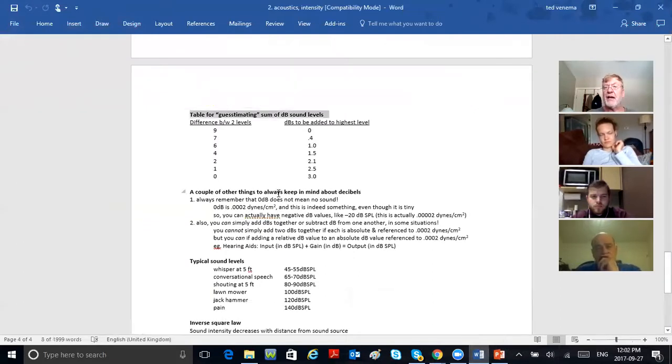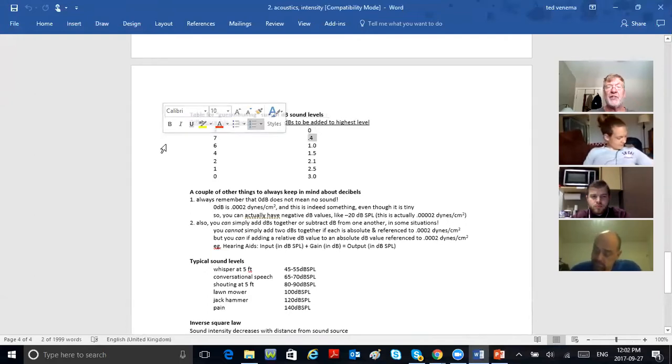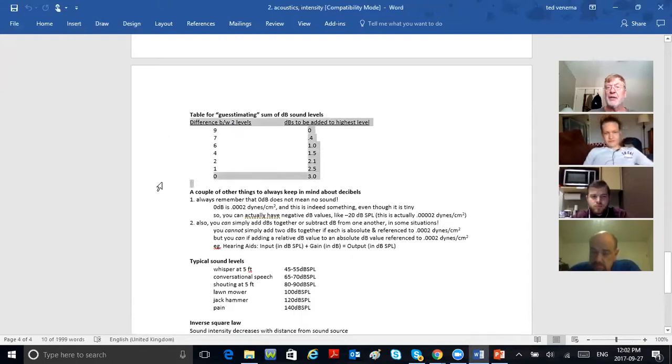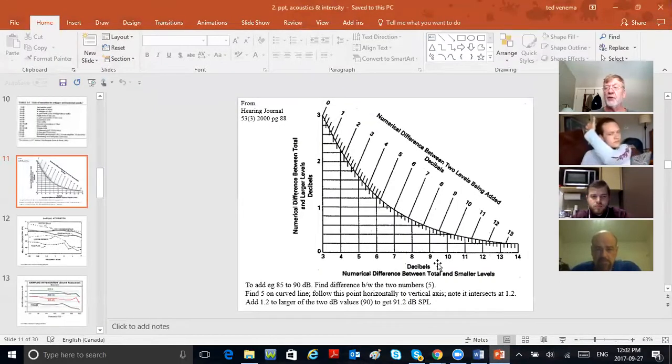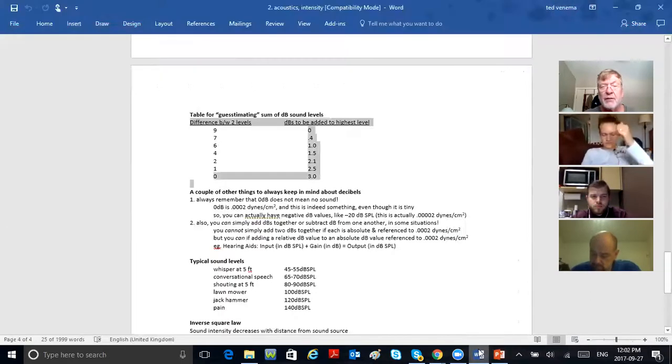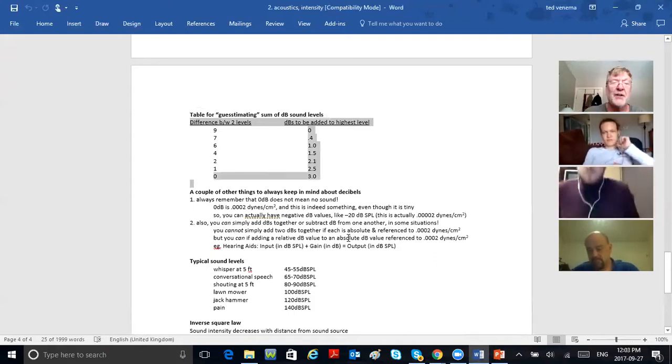Table for guesstimating sum of decibel levels. Right here, if the difference between the two levels is 9 or 7 or 6, you know what I'm saying. If the differences are very, very little, then you're going to be adding these kind of numbers. And this table comes from that picture. That's all it is. Again, don't freak. I won't even ask you this. It's just something you need to know, just to get an idea of.